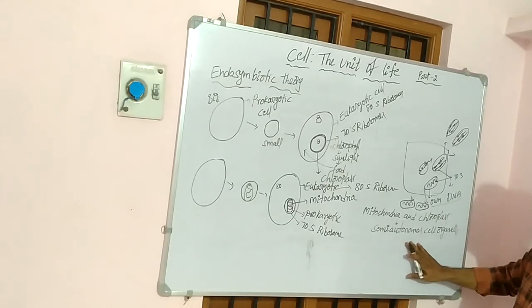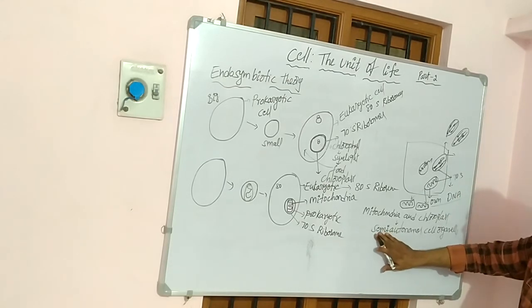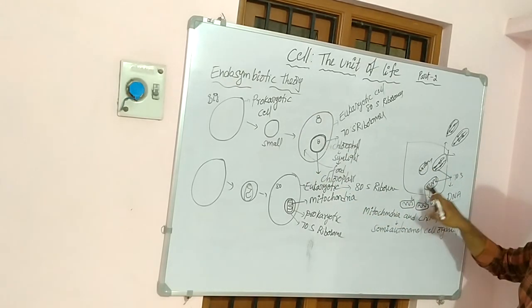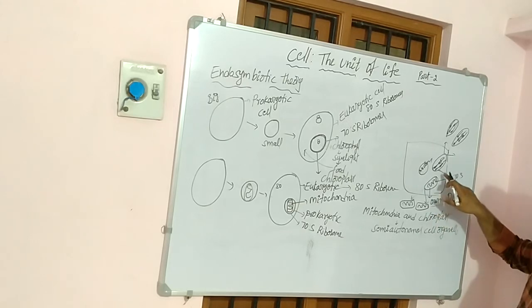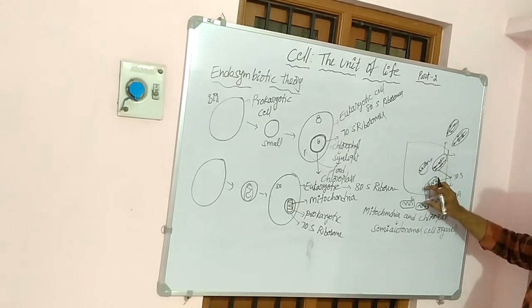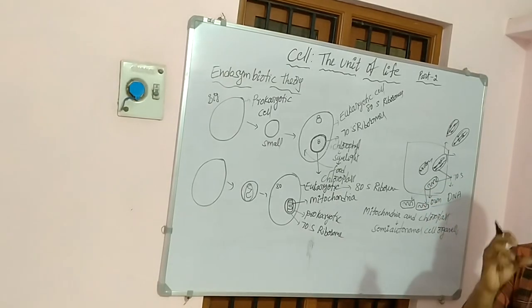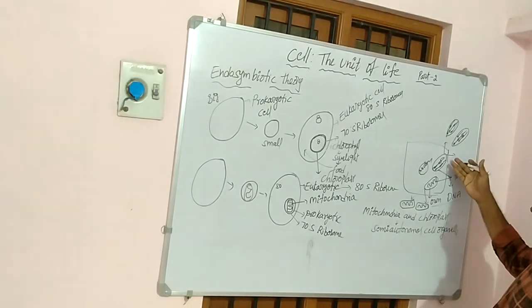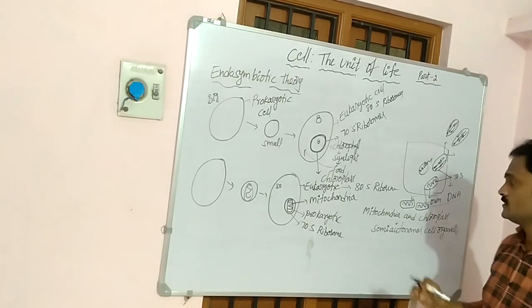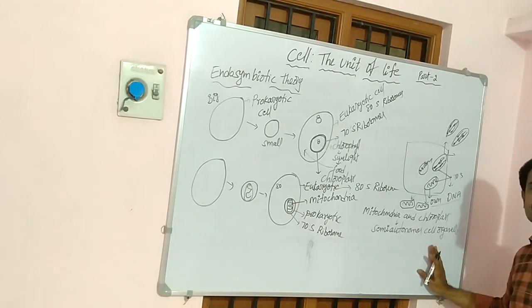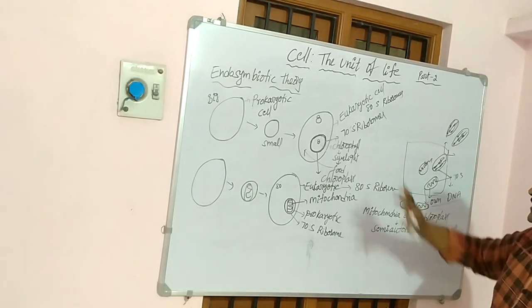Why are they called semi-autonomous? They have their own DNA. Commonly DNA is present only in the nucleus, but both mitochondria and chloroplast have their own DNA. They are able to produce new mitochondria. One mitochondria is able to produce another mitochondria, and the same thing happens in a chloroplast. For that reason, they are called semi-autonomous cell organelles.